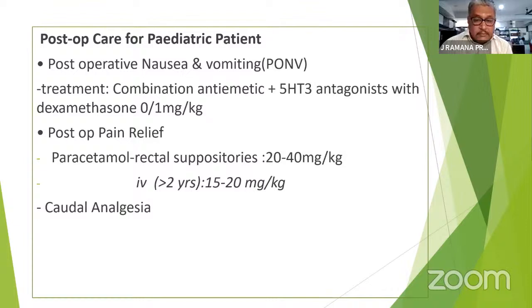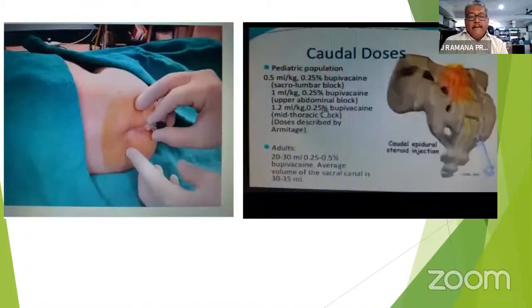Caudal analgesia. In pediatric population, for sacrolumbar block, 0.5 ml per kg of 0.25% bupivacaine. Sacrolumbar block, the dose is 0.5 ml per kg of 0.25% bupivacaine. The average volume of the sacral canal in adult is 30 to 35 ml.